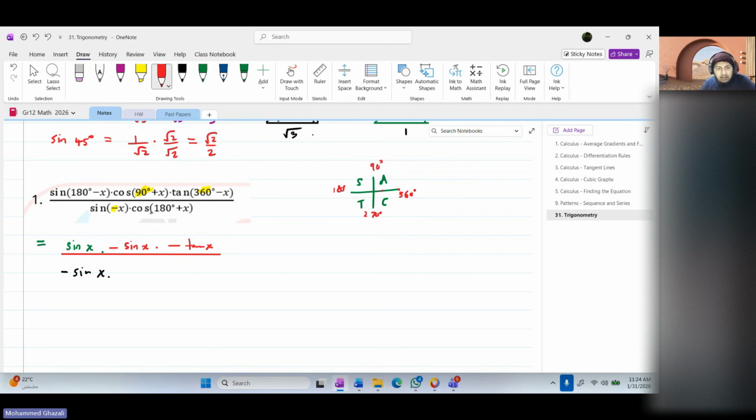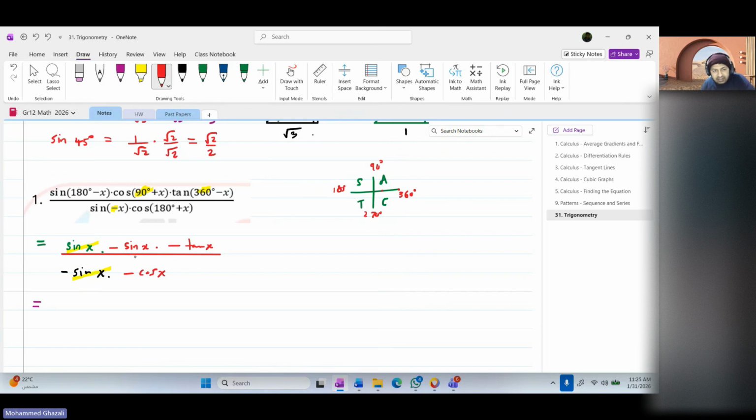Dot. Cos of 180 plus x, that's in the third quadrant. Cos is also negative, negative cos x. So now we can see we got 1, 2, 3, 4 negatives. An even number of negatives makes it a positive. So we have some cancellation here. We got sine x and sine x cancels out, right? We're just left with something over cos x.